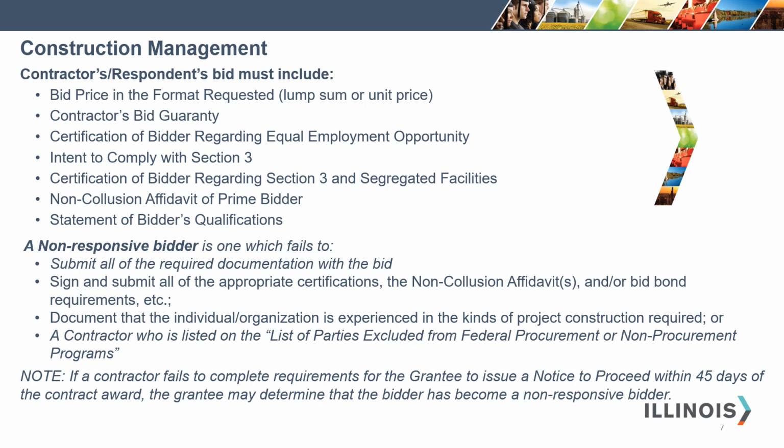Please note, if a contractor fails to complete requirements for the grantee to issue a notice to proceed within 45 days of the contract award, the grantee may determine that the bidder has become a non-responsive bidder.